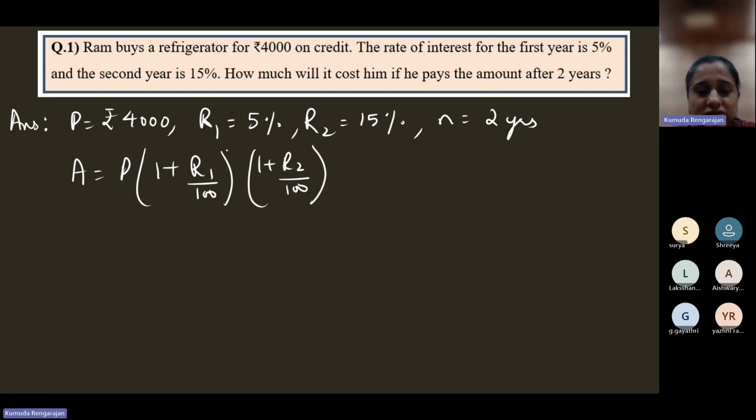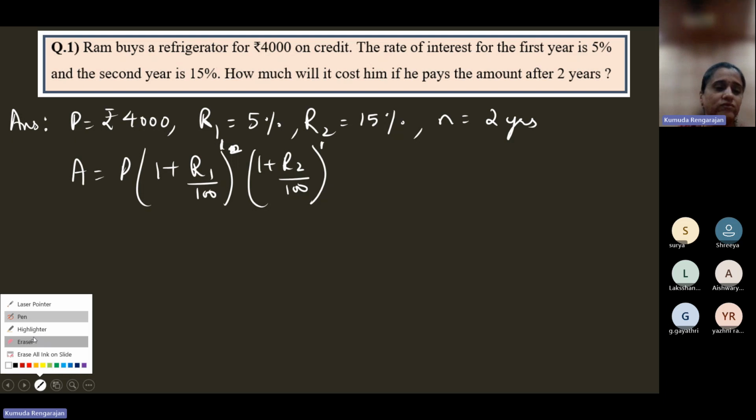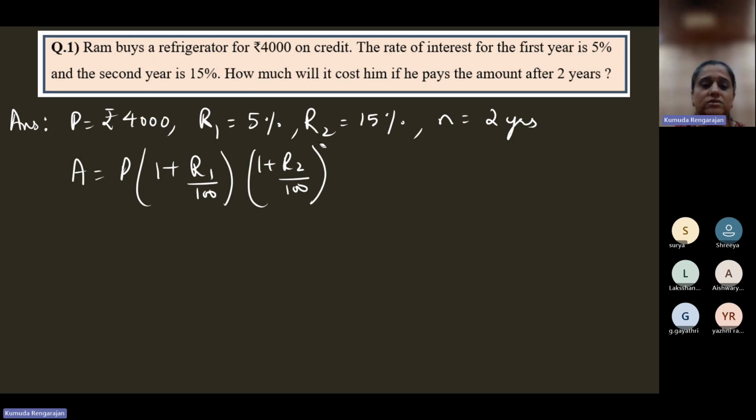See, this bracket is for the first year, this is for the second year. So don't put 2 here. The first bracket is for the first year, the second bracket for the second year. So the power is 1 in both the cases. No power here. Don't put power 2. This is only for 1 year. So you don't have to show the powers.